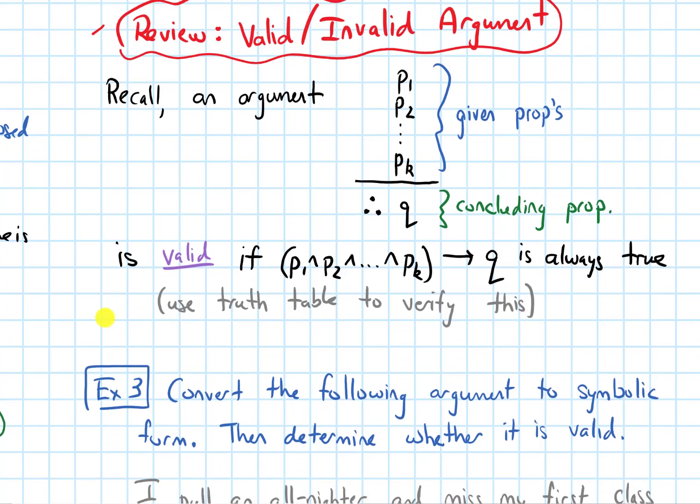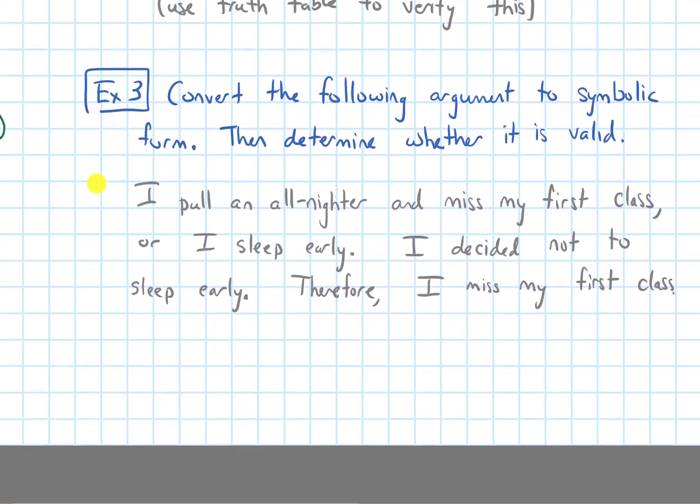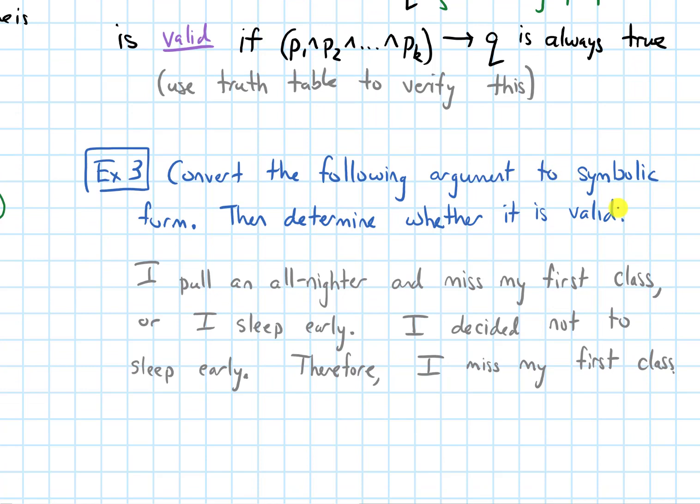Alrighty, so let's look at a review example. This example says, convert the following argument to symbolic form and then determine whether it is valid. The statement says, I pull an all-nighter and miss my first class, or I sleep early. I decided not to sleep early, therefore I miss my first class. I want you to pause the video for about 4 minutes to try this one on your own first.